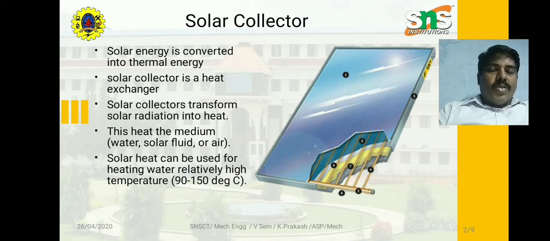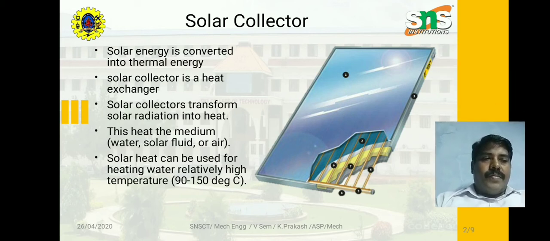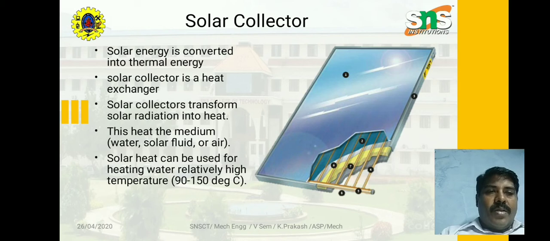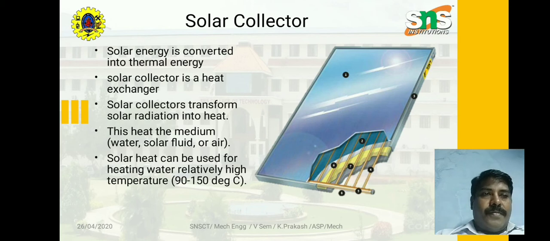Now, what are the issues faced in these solar collectors, or what are the problems? If we want to increase the efficiency of the solar collectors, what do we have to do? What is the way? How to increase the efficiency? Why is the efficiency decreasing in the solar collector? There are many reasons. One of the main reasons is that the solar collector is installed in a fixed position.